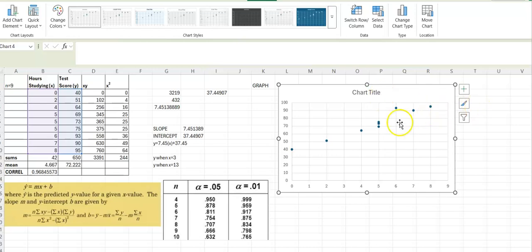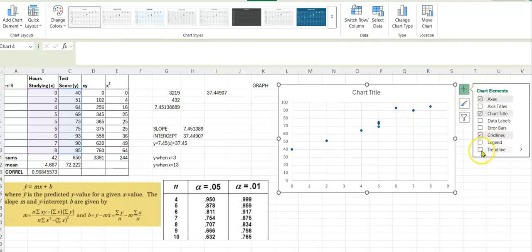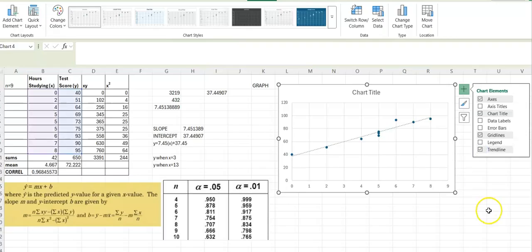And I wanted to show you how to actually superimpose your trend line or regression line onto your graph. And you can just go over here and select trend line, and there it is. And you can see that it makes sense. Where our y-intercept is, we have 37.45, which kind of looks like that could be right there. Our slope is positive, which makes sense because our trend line is going up.